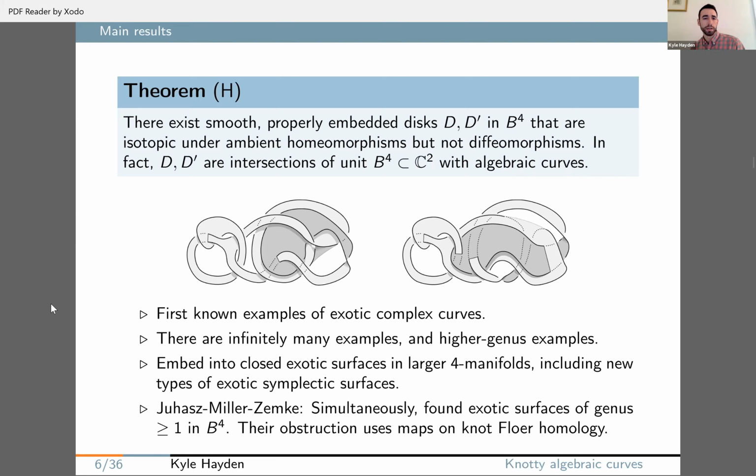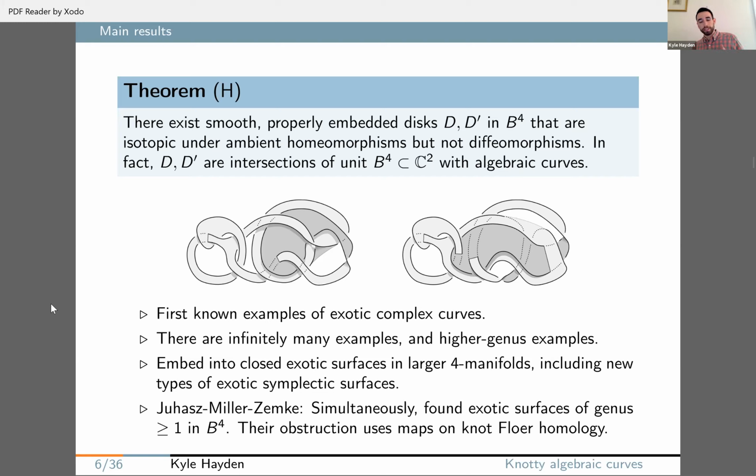same time earlier this year, Andras Juhász, Maggie Miller, and Ian Zemke produced families of exotic surfaces of positive genus in the 4 ball. They actually produce infinite families because they use a construction which is better suited to infinite collections. Though their construction also requires positive genus. And their proof is really fascinating. It uses the TQFT structure on knot Floer homology to distinguish the surfaces. And it's a very nice application of that.